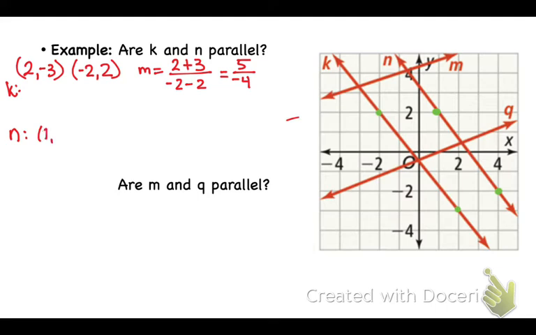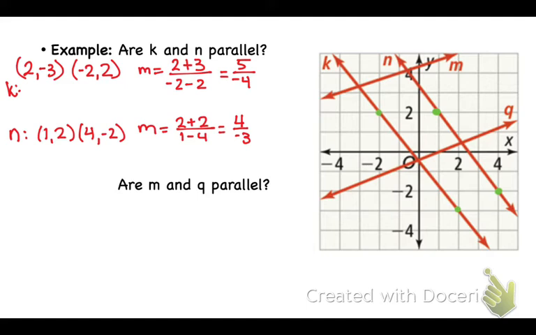So find your slope. Negative 4 over 3. Wait, no, it's 5. Hold on. I think it is. Okay, you could have gotten negative 4 over 3 or 4 over negative 3. Did you get that? Yeah.